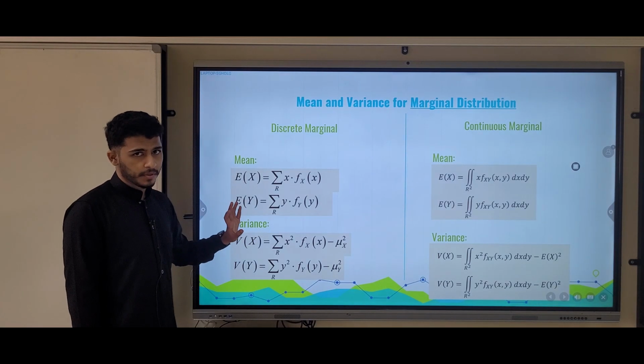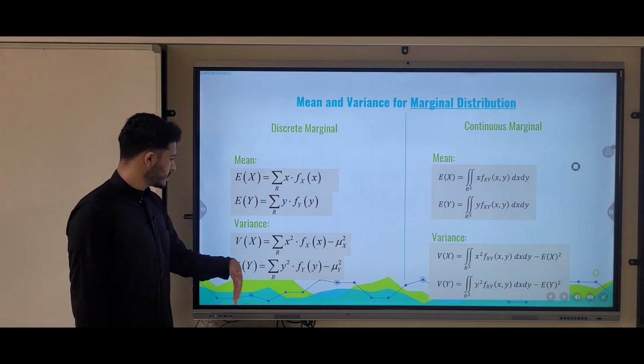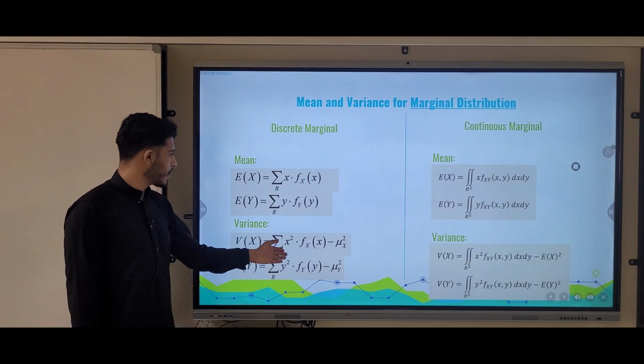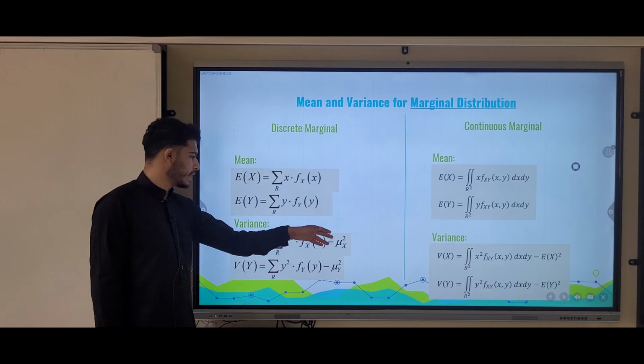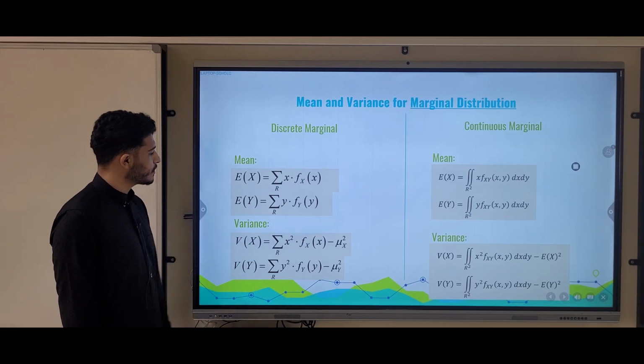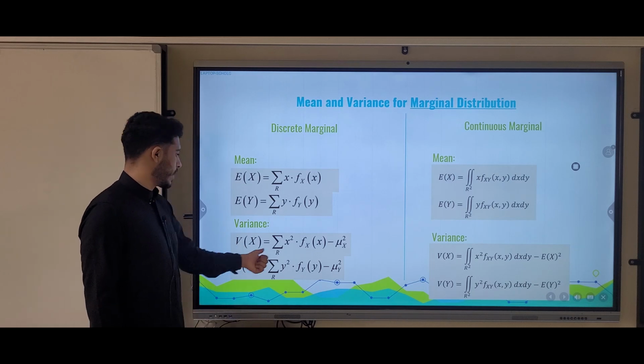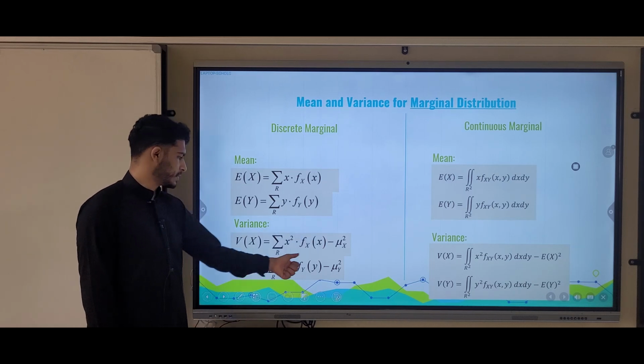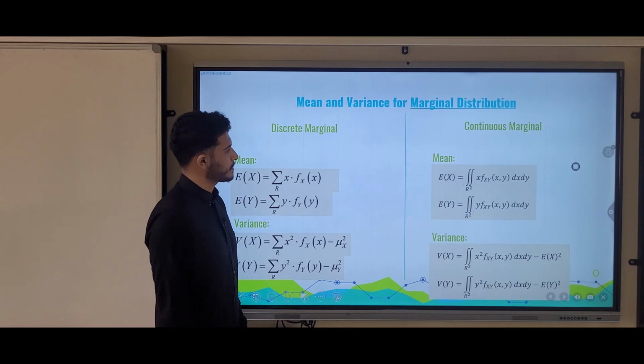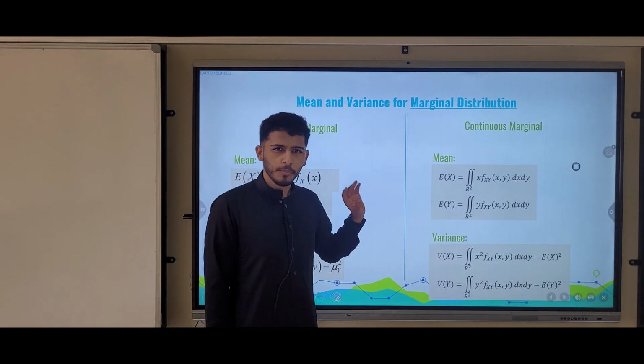We're going to solve questions on them, and you're going to see how we can solve them. For the variance, same exact idea. Just square the outcome before you multiply it by the probability, and at the end, when you finish summing everything, you should subtract the expected value. Here the expected value of x is going to be subtracted, and here the expected value of y is going to be subtracted.